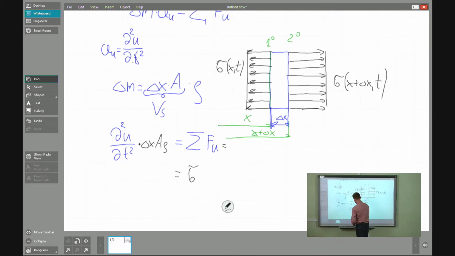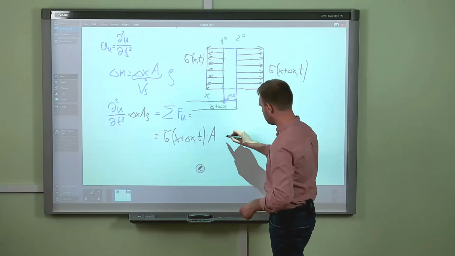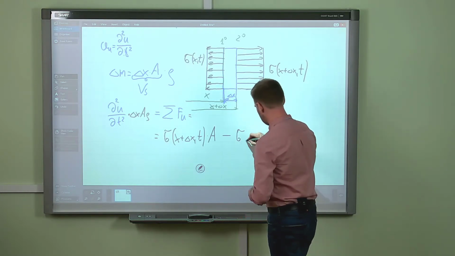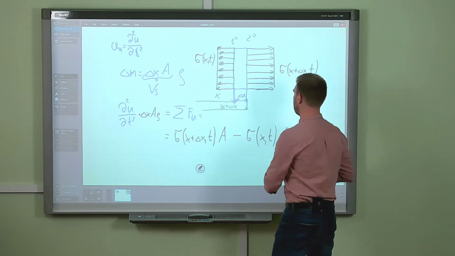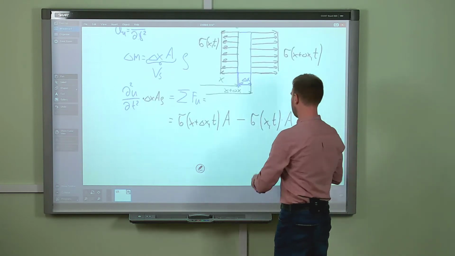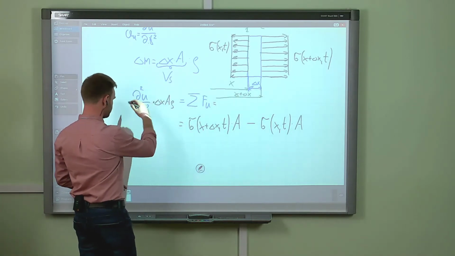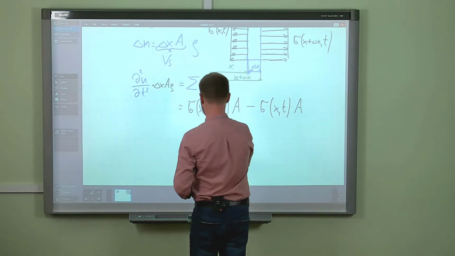Here we see that the stress at the point x plus delta x at time t, times the area, gives us the force from the right-hand side. If we take exactly the same thing but at the point x and at the time t, times the area A, we will get the force which acts on the left side of our segment. It will be balanced by the inertia force due to Newton's second law. We can take the common factor.